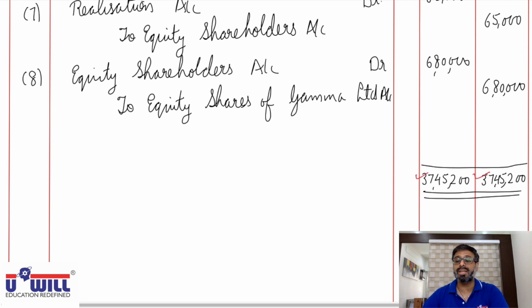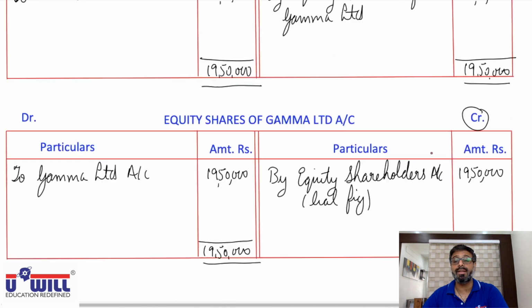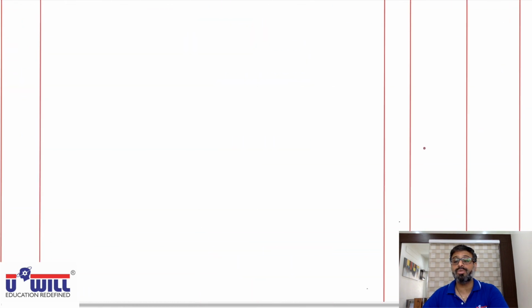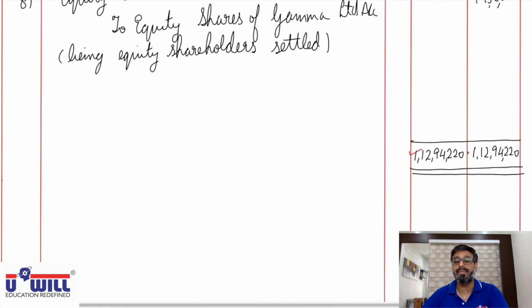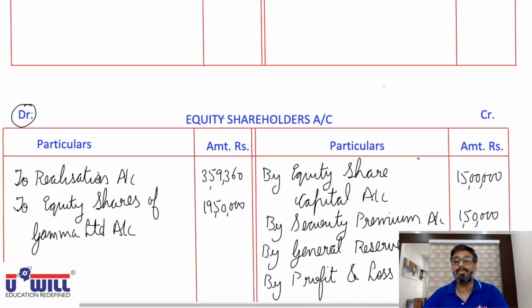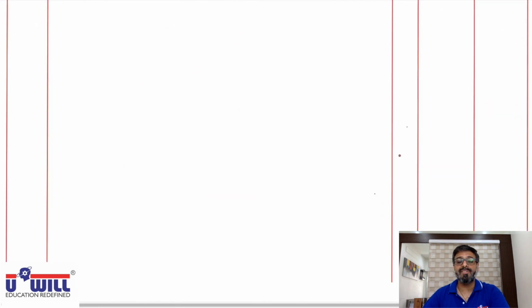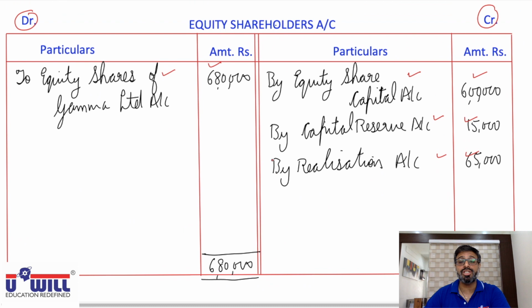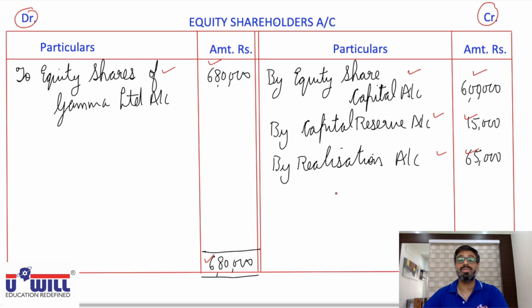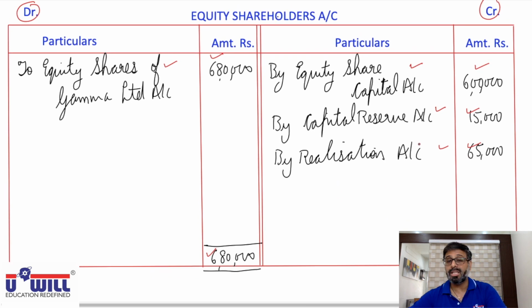Journal total will come to 37,45,200. In Alpha Limited's books, you can do the journals, total is 1,12,94,220. And after this, you all can verify that equity shareholders must tally. So debit side total also comes to 6,80,000. Credit side total also comes to 6,80,000. Means all the accounts get closed in the books of Alpha Limited as well as Beta Limited.